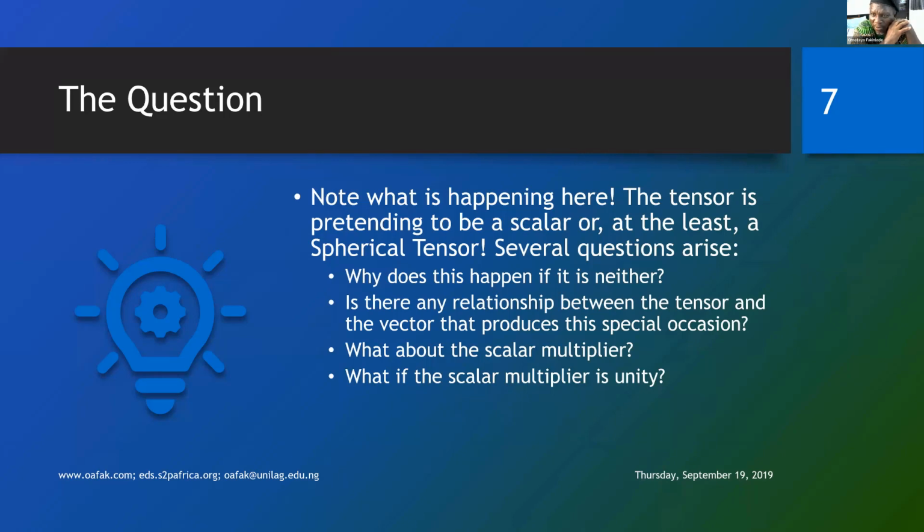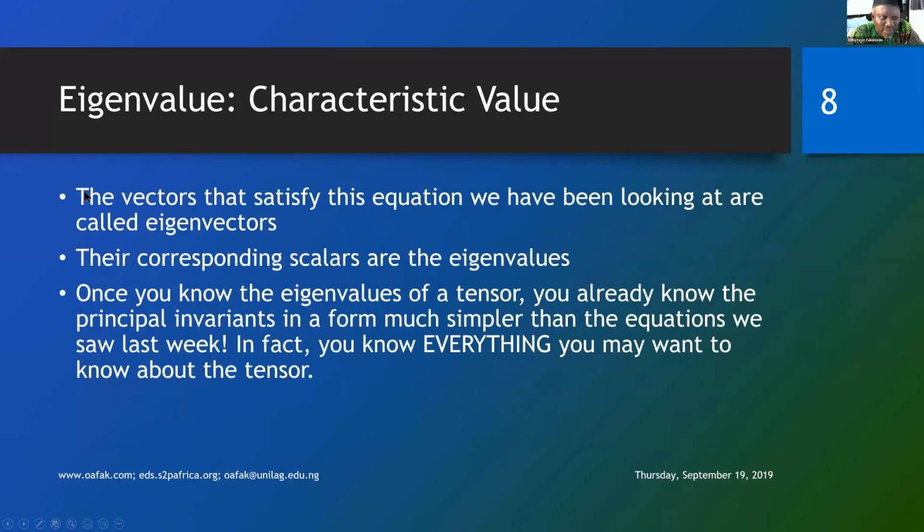Maybe next week, I will bring some vectors and we'll work it together in class. You will just see this vector and this tensor, and you will see that when you do the transformation, all you get is a linear multiple. So when that happens, the vectors that satisfy this equation we'll be looking at are called eigenvectors. Their corresponding scalars are called eigenvalues. Once you know the eigenvalues of a tensor, you already know the principal invariants in a form simpler than the equations we saw last week. In fact, you know virtually everything you want to know about the tensor.